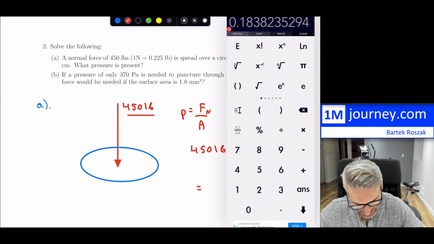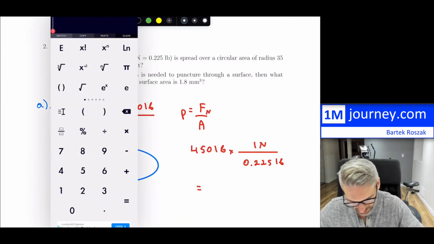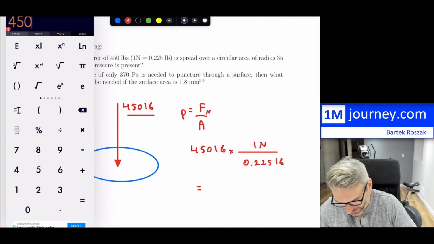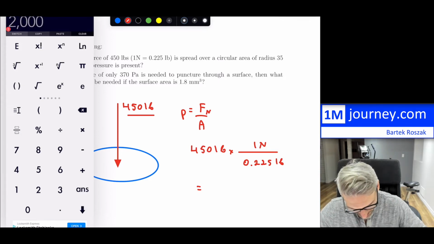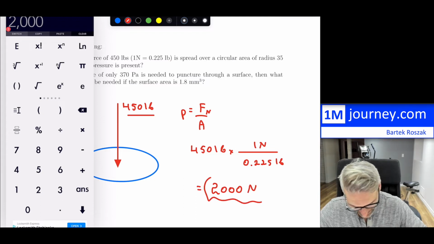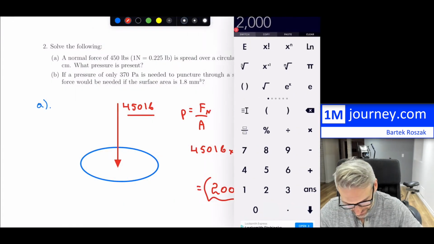So what would that be? Let's take a look. 450 divided by 0.225. Okay, so that's pretty good. So this is 2,000 newtons. That's a nice number right there.